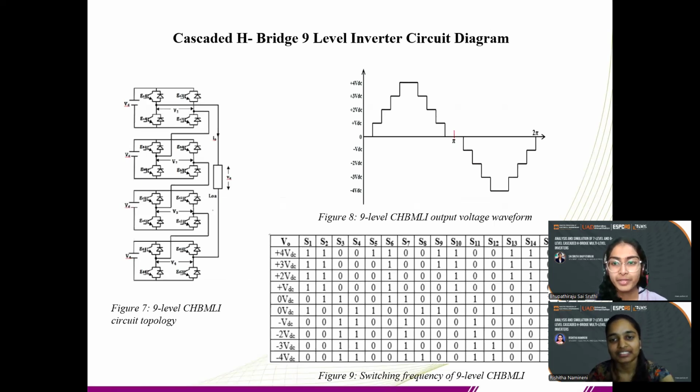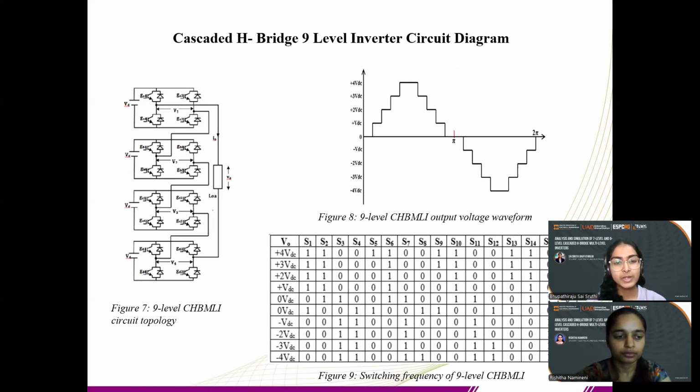Okay, so hi everyone, I'm Shruti and I'll be discussing analysis and simulation of 9 level cascaded H bridge multi-level inverters. Our primary focus is on evaluating the effect of different control strategies on the output waveform quality and also reducing the total harmonic distortion.